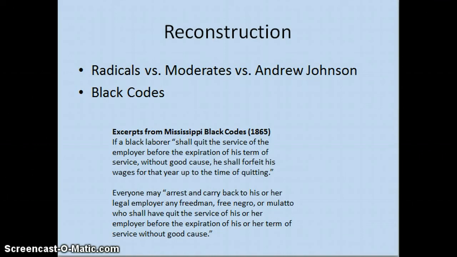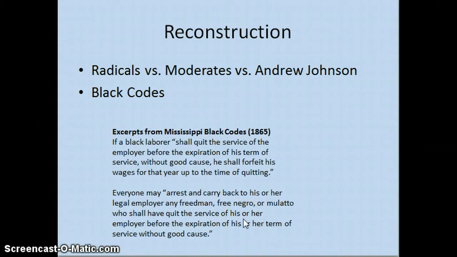Another one says everyone, a lot of white people, not just like sheriffs and police, but everyone may arrest and carry back to his or her legal employer any freedman, free Negro, or mulatto who shall have quit the service of his or her employer before the expiration of his or her term of service without good cause. That is, if you find someone, a black person, who is not working for the person they're supposed to be working for, you can take them back by force and make them work. In other words, we're starting to have a system in the post-slavery South that's starting to look suspiciously like slavery. You have contracts that make it very hard for people to quit working for someone and make it so that if you leave the service of your employer, you can be forcibly returned to your employer.